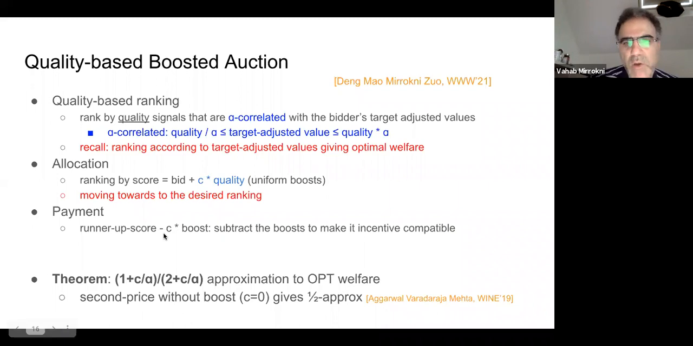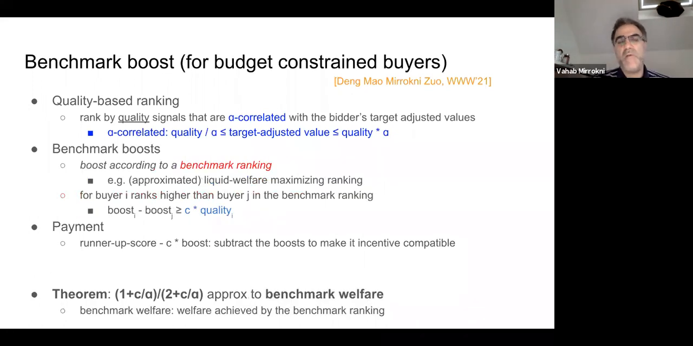So if we can do that, and we have a truthful, incentive compatible payment scheme, then the theorem is that we have an equilibrium that has a better worst-case approximation guarantee. For the case of C equal to zero, we get back to the one-half approximation. So this is the first observation in the paper.